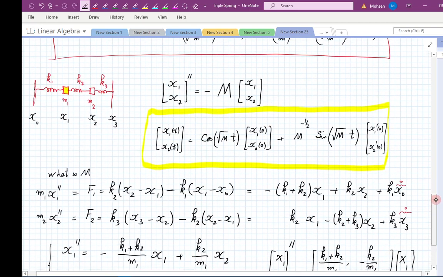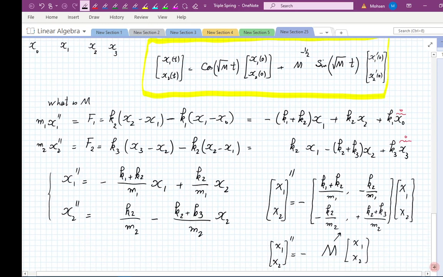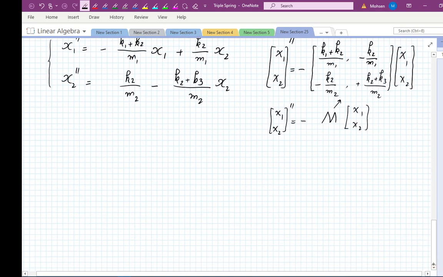Okay, what are we supposed to do? We are supposed to calculate cosine of radical Mt. How do we do that? Well, that is what we achieved last time. So if you have a matrix with certain properties, then you can write it as a certain matrix made out of its eigenvectors times a matrix of its eigenvalues times the inverse of the eigenvector matrix. Okay, so that was the last lecture. We had the diagonalization.